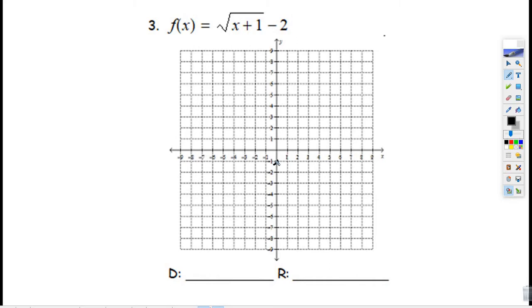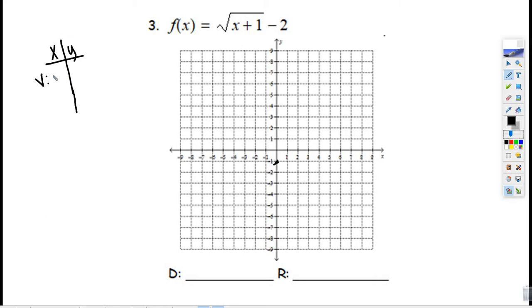The last is a square root. Now we have to be a little more particular about the points that we choose for a square root. We're still going to find that vertex first. Remember, the vertex for the square root is the starting point, so there is no left and right. It starts at the vertex and either goes to the left or to the right.